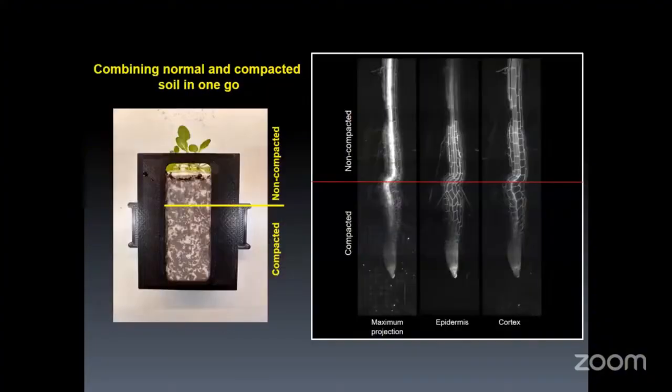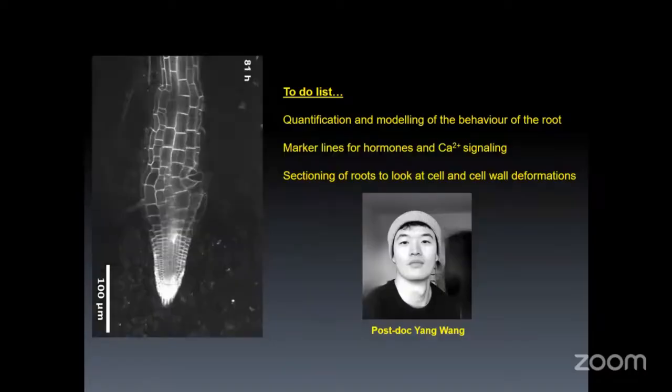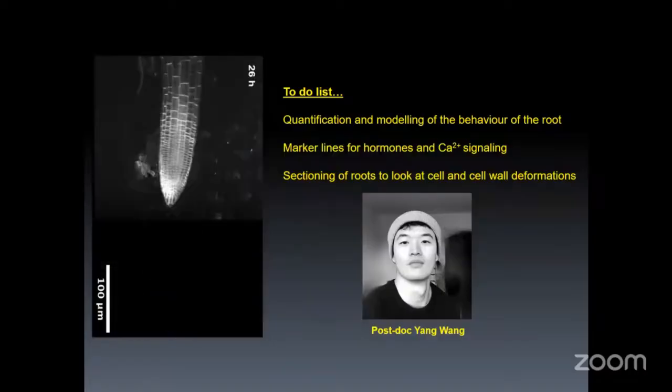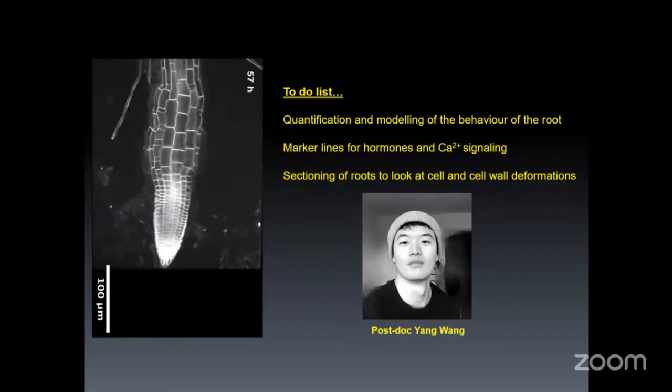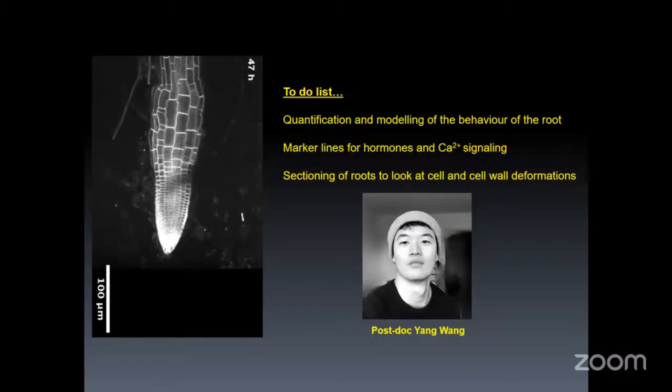And so of course we can take this further. What we've done now is basically combine different soil types in one chamber. So now you have compacted soil down here and non-compacted in the top. And we can begin to look at how the root is behaving in real time when it's hitting this compacted soil, right? And so this is just a postdoc here, and here's one root that we're following through this compacted condition. So of course, we have only tapped the surface of what we can do with this system, I would say, right?